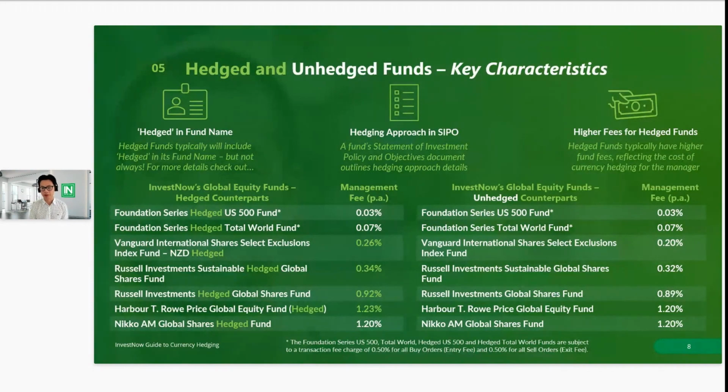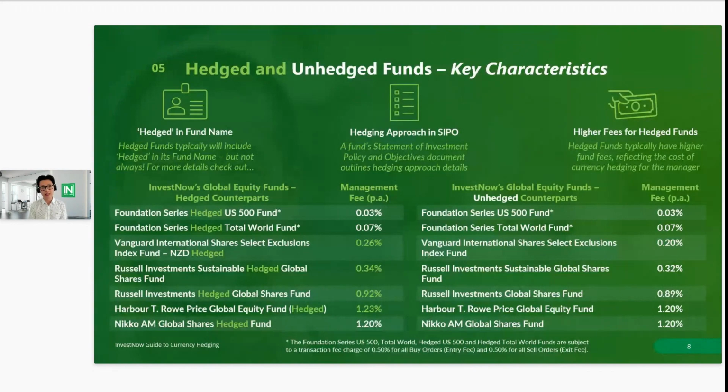So for example, the Mercer All Country Global Shares Index Fund, which is a popular global shares fund within InvestNow, doesn't have the word hedge in its name, but it does incorporate a 69% hedge ratio. And that's the detail you'd only really get if you were to look into the underlying documents, so in this case, the SIPO.